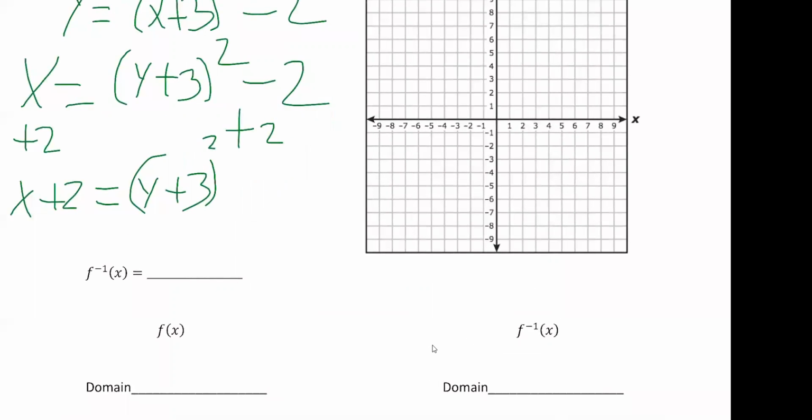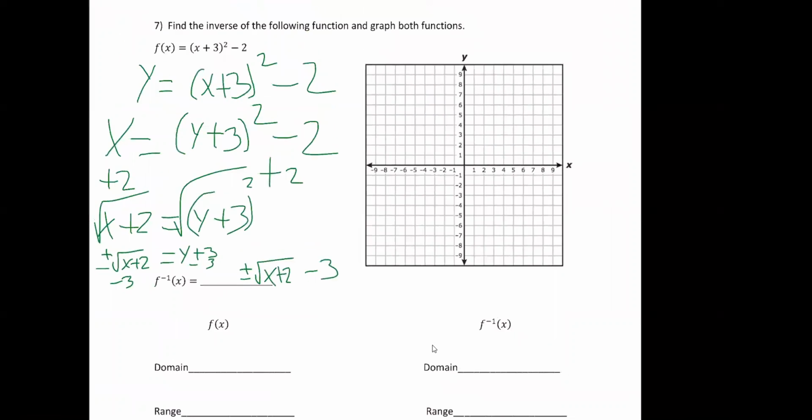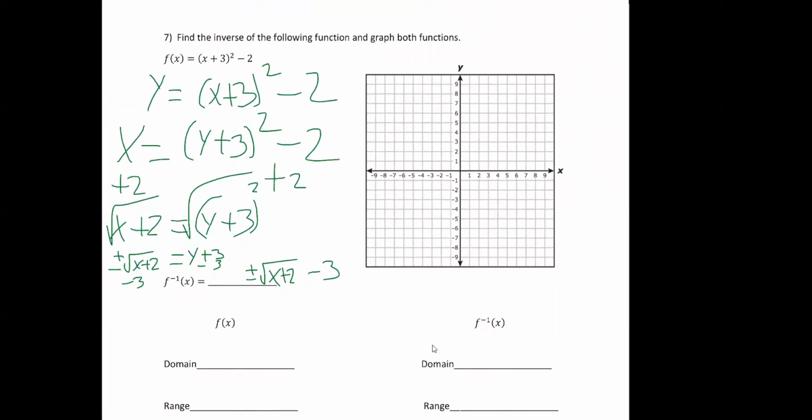So you would have to square root both sides to get rid of that power of 2. But remember, when you square root both sides of an equation, you have to put a plus or minus. And then you would subtract the 3 over. Sorry, this is sloppy, but you would have y equals plus or minus the square root of x plus 2, minus 3.